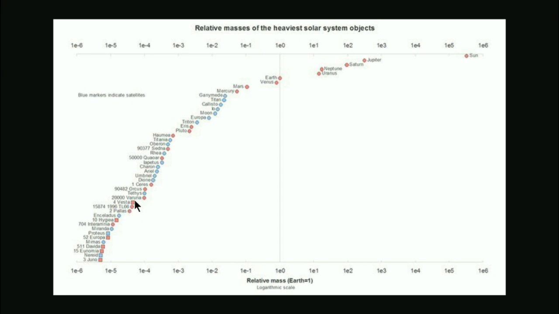I think it's also kind of like Vesta, where it's close, but I'm not 100% sure. Enceladus is a moon of Saturn. That is a sphere. Hygeia, I guess, is an asteroid, but I'm not sure. I can't read this. Interamnia? I don't know what that is. Miranda, that's a moon of Uranus. Proteus is a moon of Neptune.